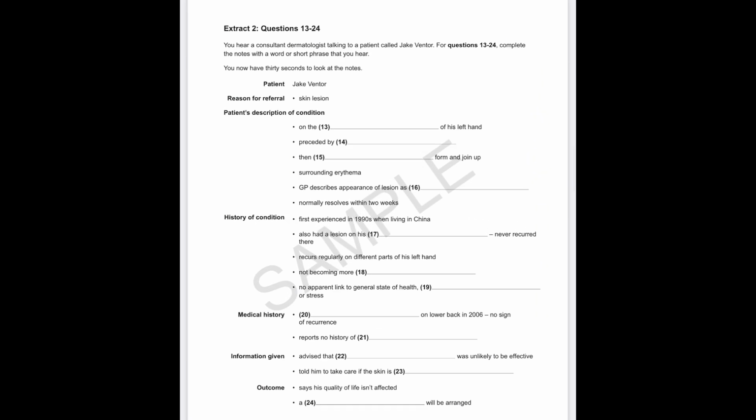Extract 2, questions 13 to 24. You hear a consultant dermatologist talking to a patient called Jake Ventor. For questions 13 to 24, complete the notes with a word or short phrase. You now have 30 seconds to look at the notes.